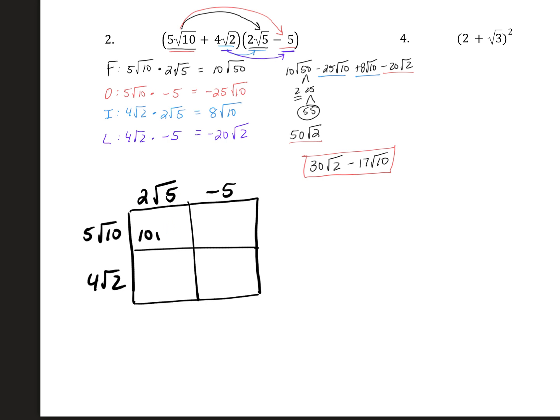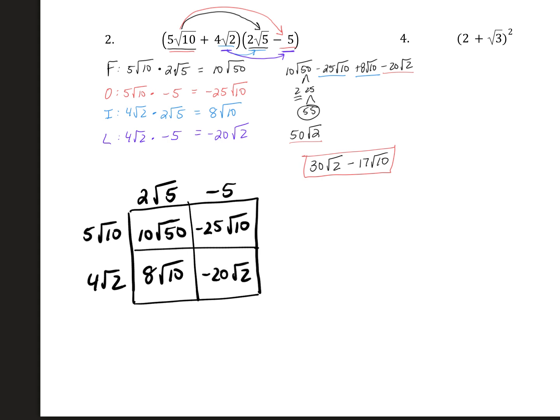I get 10 root 50, so outsides times insides. I'm going to do -5 times 5 root 10. Again, outsides and insides. Let's do 2 root 5 times 4 root 2. I'm going to get 8 root 10. And then last, I'm going to do 4 root 2 times -5, and I get -20 root 2.